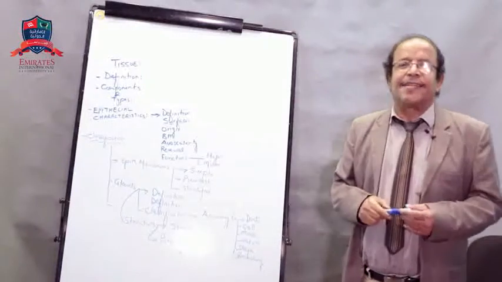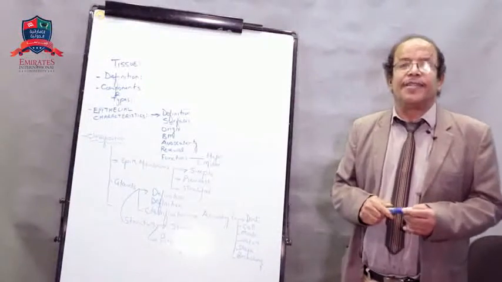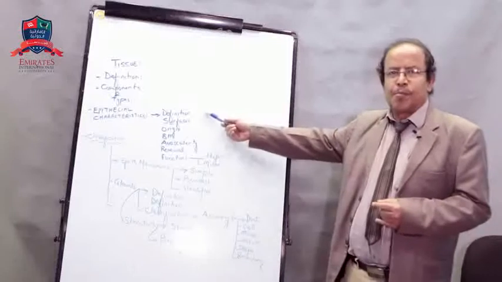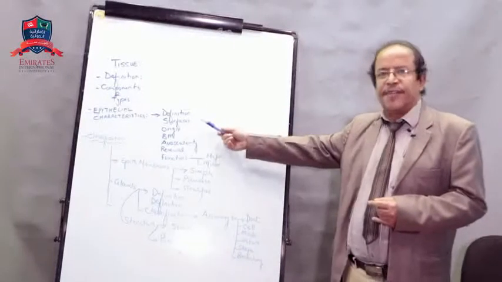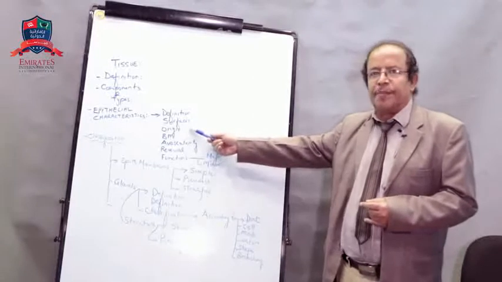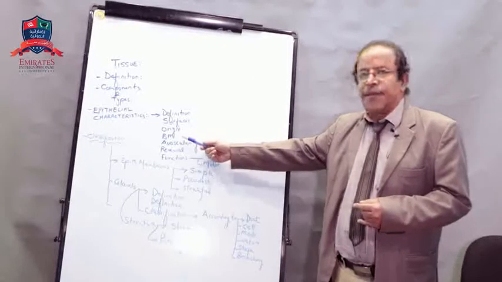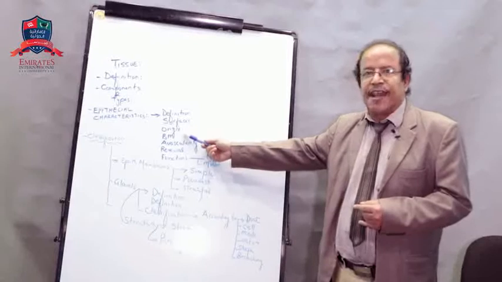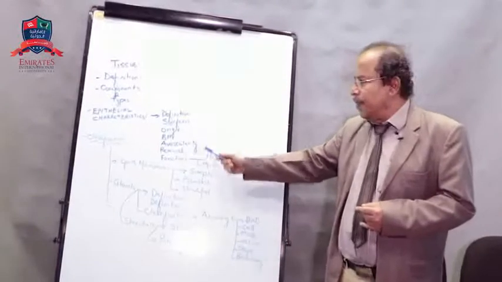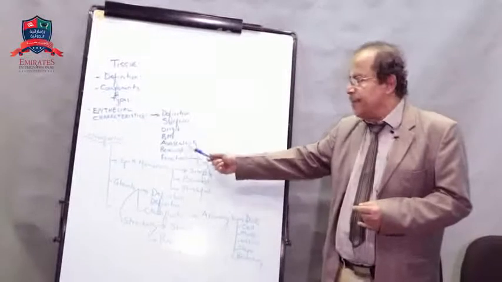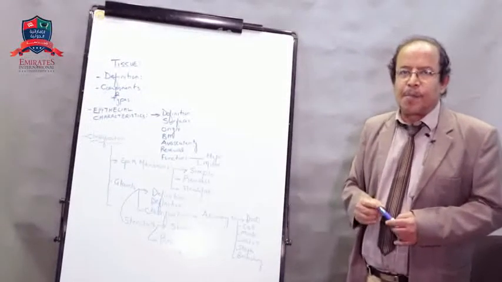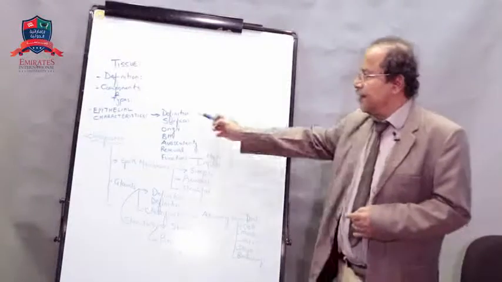What are the characteristics of epithelial tissue? We start first of all with definition, and then we come to the surfaces of the epithelium, and then we come to the origin of the epithelium, and then we come to the basement membrane which is underlying the epithelium, and the avascularity of epithelium, renewal of epithelium, and functions of the epithelium. The first point is the definition.